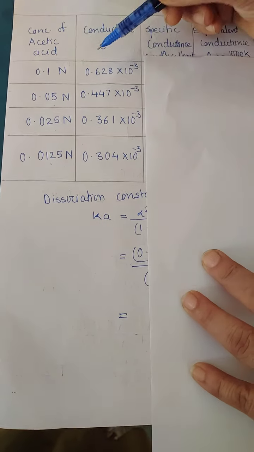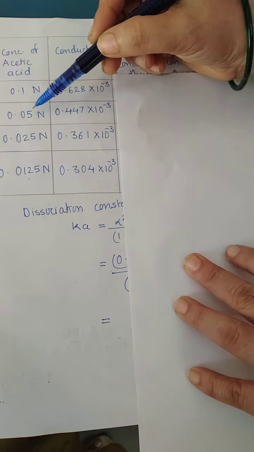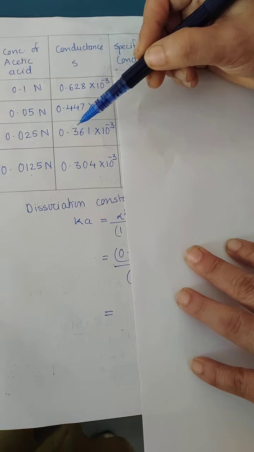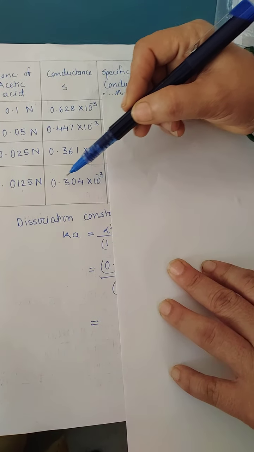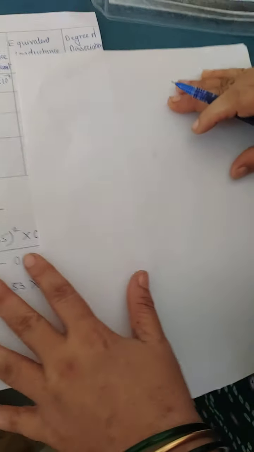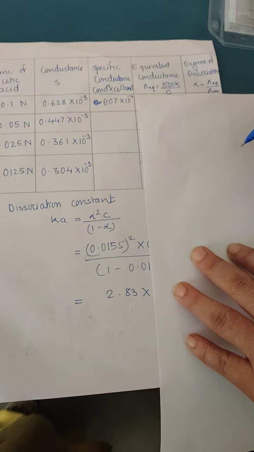Now next we have to calculate the remaining things. These are the readings which we get in our experiment. For 0.1 the reading is 0.628 into 10 raised to minus 3. For 0.05 it's 0.447 into 10 raised to minus 3. For 0.025 it is 0.361 into 10 raised to minus 3. And for 0.0125 normal it is 0.0304 into 10 raised to minus 3. Now you have to find out for each one the specific conductance, equivalent conductance, degree of dissociation and dissociation constant.